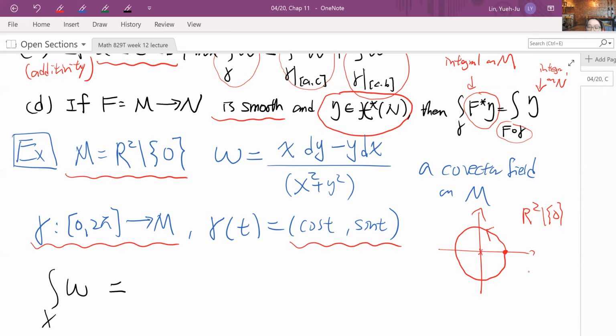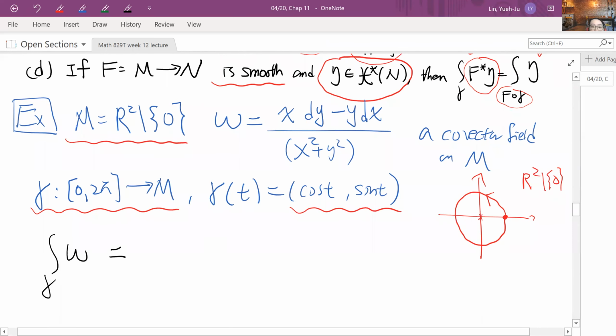Okay, now I want to see how to do the integration of this covector field over gamma. So let's do that by definition. By the definition of the line integral of omega, we do it through the pullback, right?